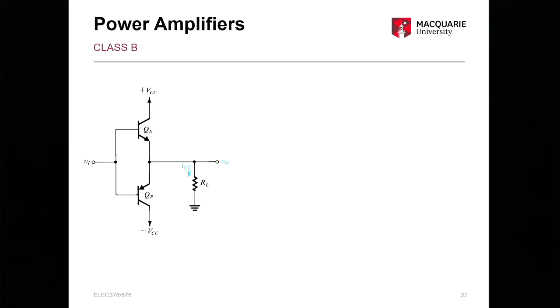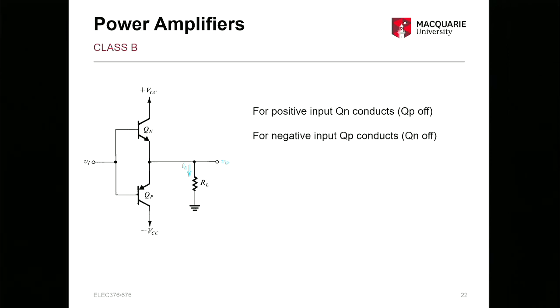So now we have a look at Class B. Class B, you can see the design is a little bit different. In this case, we have an NPN transistor and a PNP. So we have QN and QP. Note that they are different transistors. It won't work if you have 2 NPNs or 2 PNPs. And if you're asked to draw one of these, it's a common mistake, people drawing the transistors wrong. So for positive input, QN is going to conduct and QP will be off. For a negative input, QP will conduct, QN will be off. It's a nice simple symmetry there.